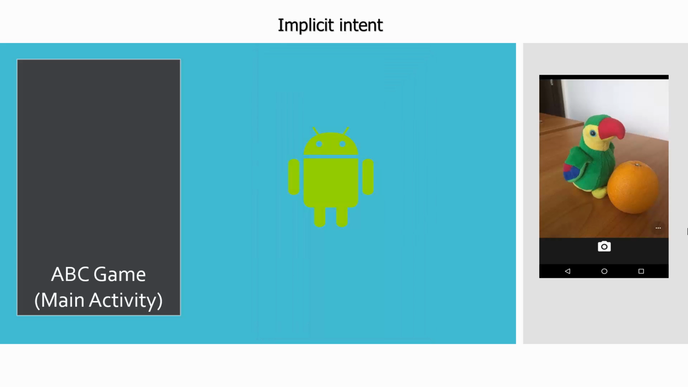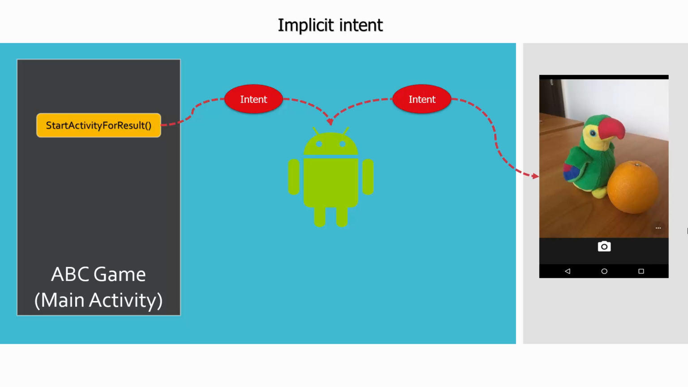We can achieve that feature in an Android app using intents. We use intents to open components. I used an implicit intent in this case. An implicit intent requests an action to be performed. The request, capturing an image in this case, is sent to the Android OS. The Android OS redirects that request to an installed application, for example, the camera application.